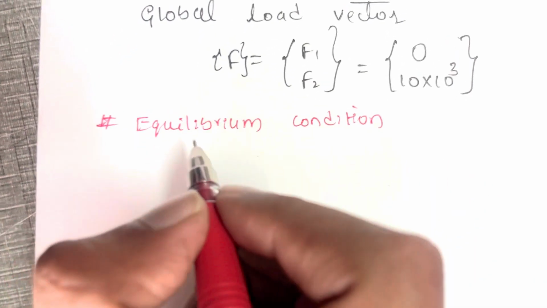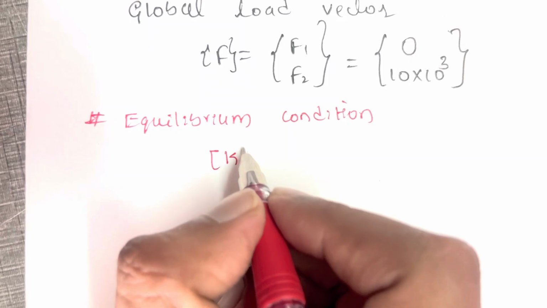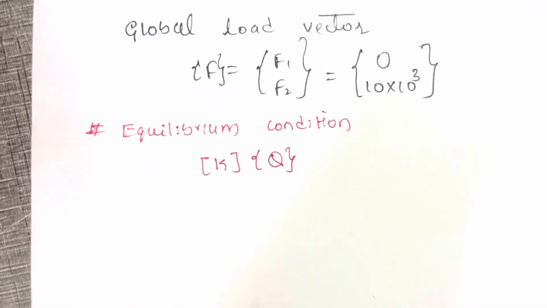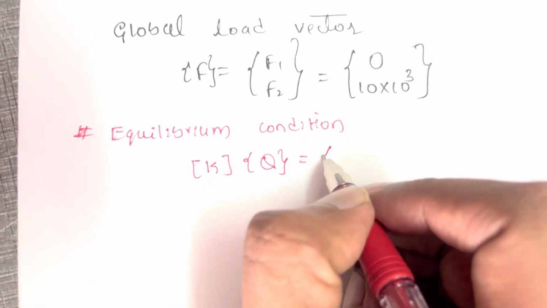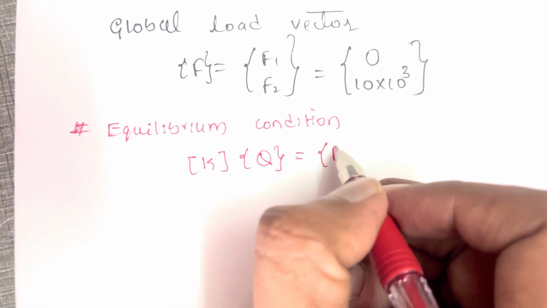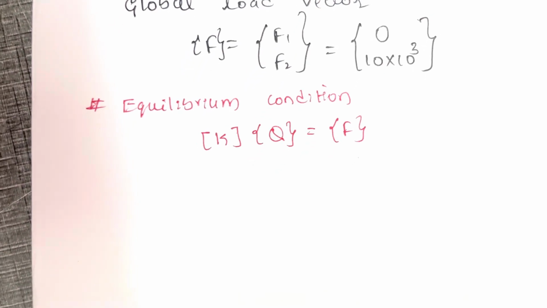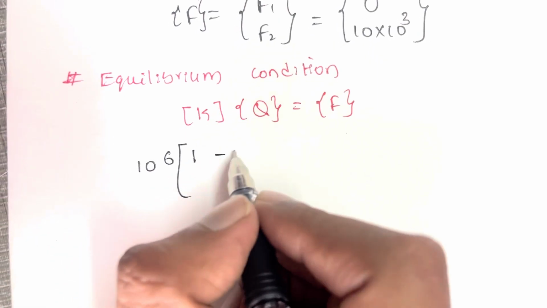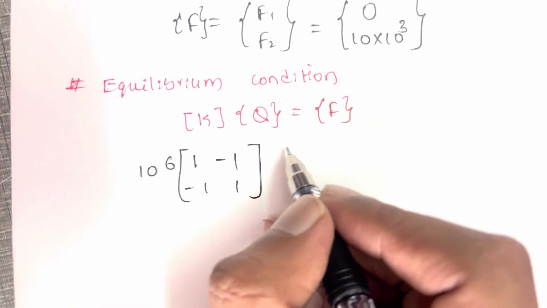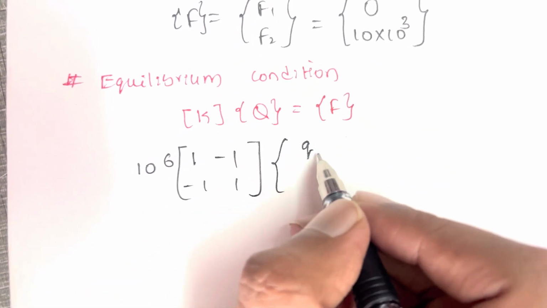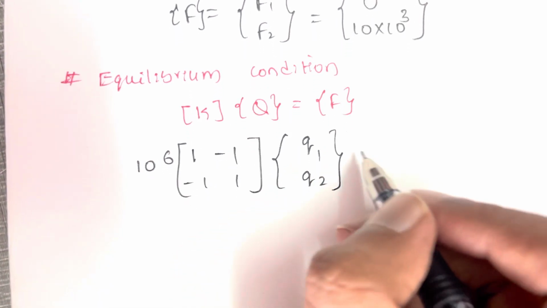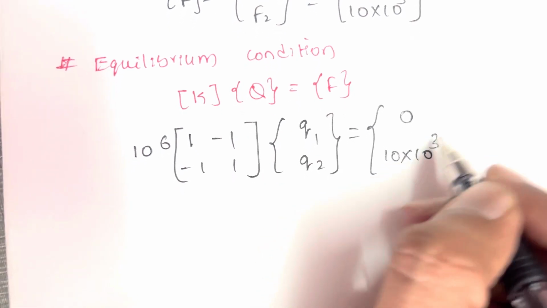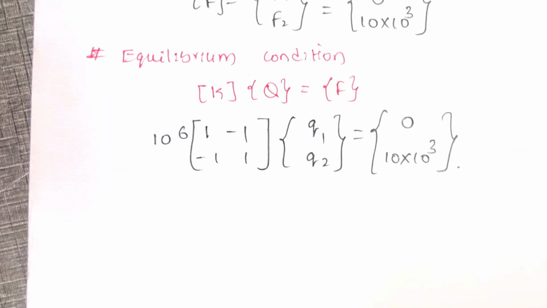We know already the global stiffness matrix into the global displacement vector, and into the global load vector, that is F. So I will substitute one by one: 10 raised to 6 times [1, -1; -1, 1], and here this is Q1, Q2, and the load vector is 0, 10 times 10 raised to 3. Okay, this is the equilibrium condition.